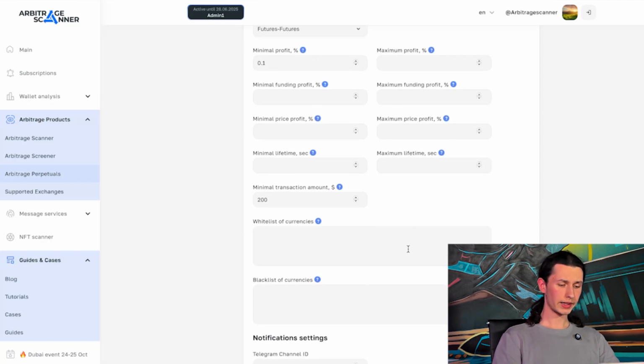Now, the whitelist and blacklist of currencies. If you don't know what that is, I encourage you to read our special guide on how to collect black and white lists, so you know on which tokens you should arbitrage and on which tokens you should not. But I will leave those fields empty for now.